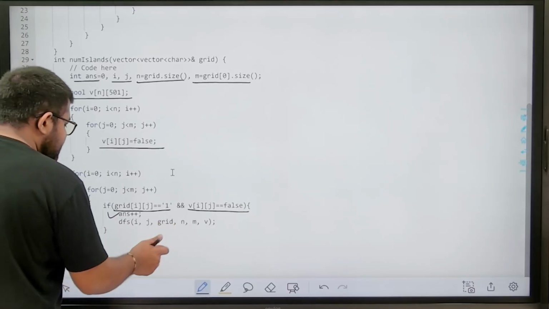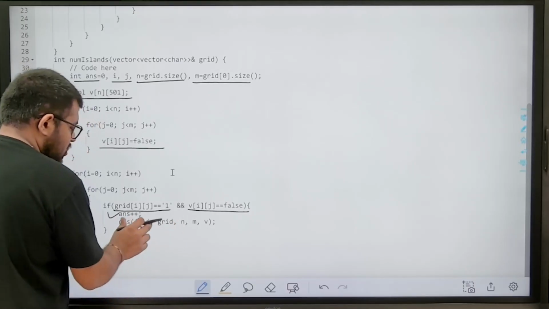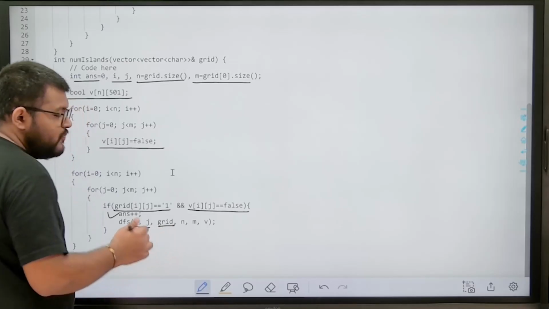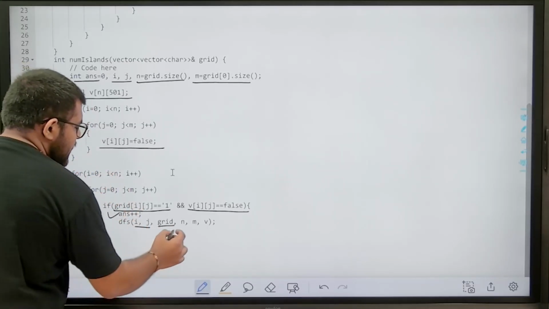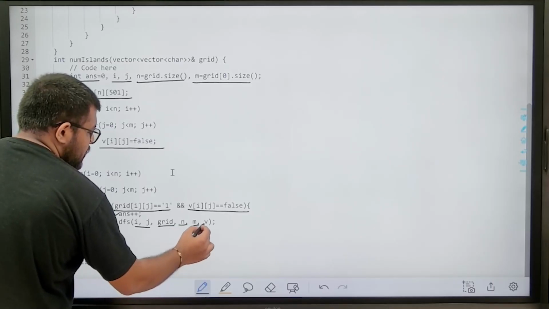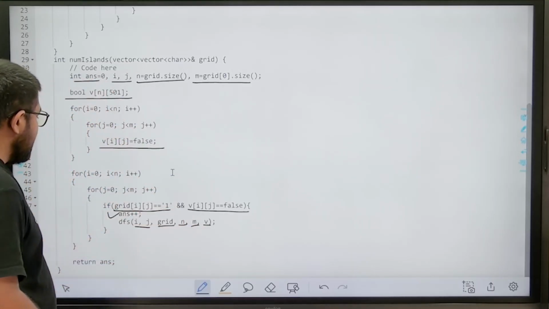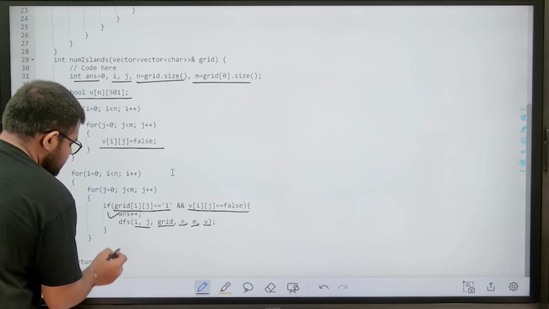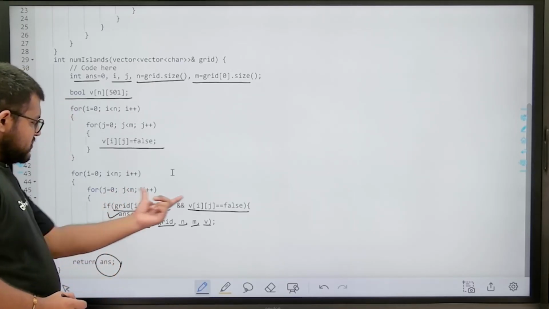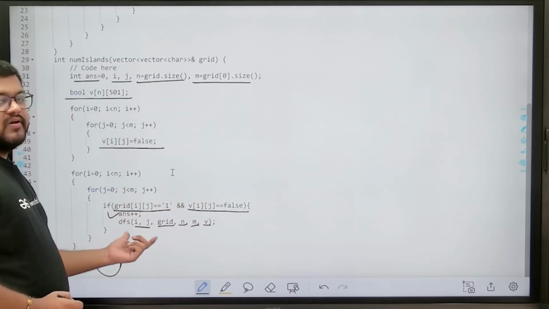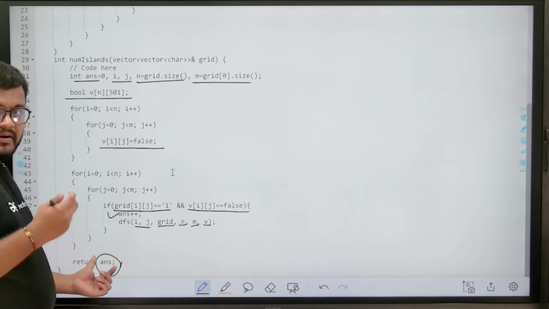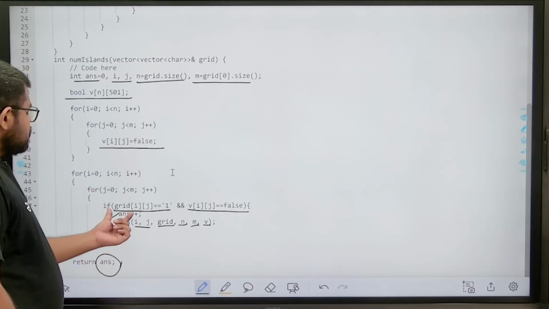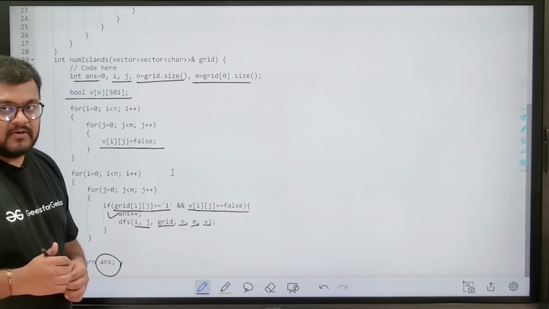So I'll call DFS starting with the ith row and jth column cell. I'll pass the grid value because I need to see which cell has value 1 and which has 0. I'll pass the number of rows, number of columns, and I'll pass the visited array, and finally I'll return answer, which will be nothing but the number of times this condition went true and we called the DFS, right? So this will return me the number of connected islands. Okay, number of islands. So now let's look at this DFS function.